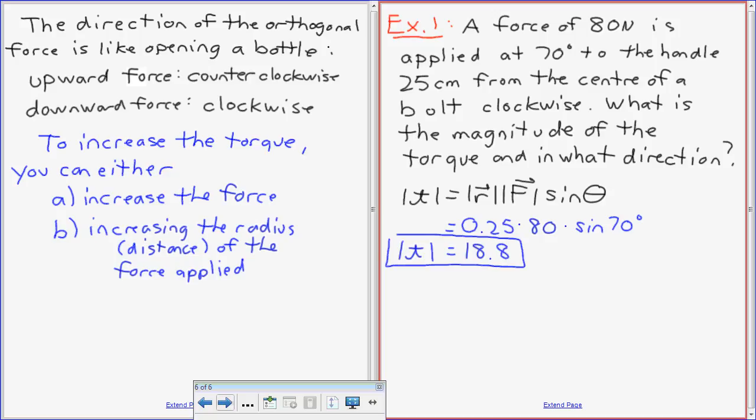What's a Newton meter? I don't know what a Newton meter is. A joule, a Newton meter. Is that Newton meters, a joule? Maybe not. I'm just going to leave it as that then, okay?